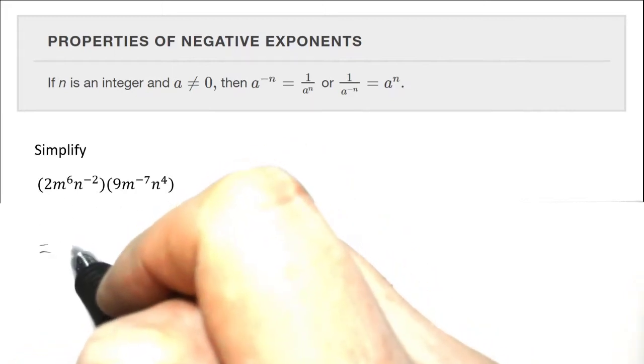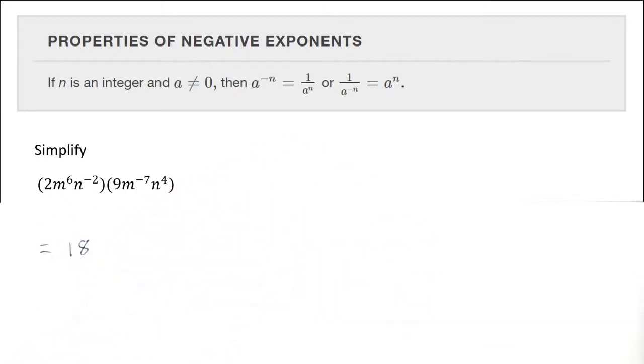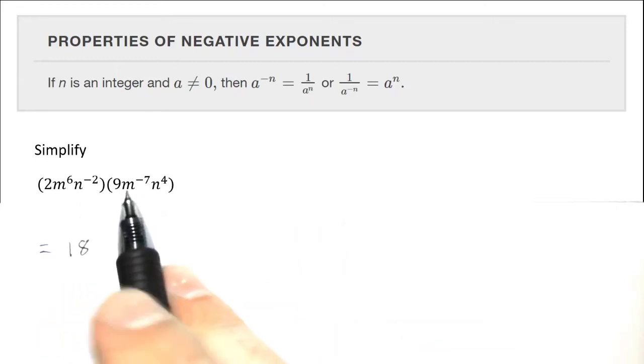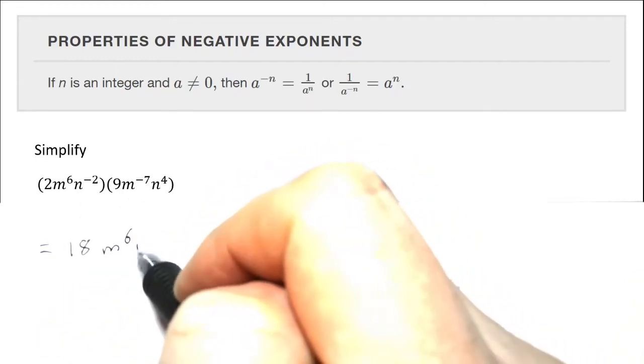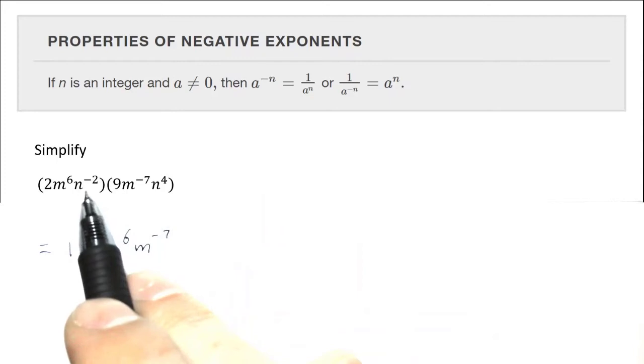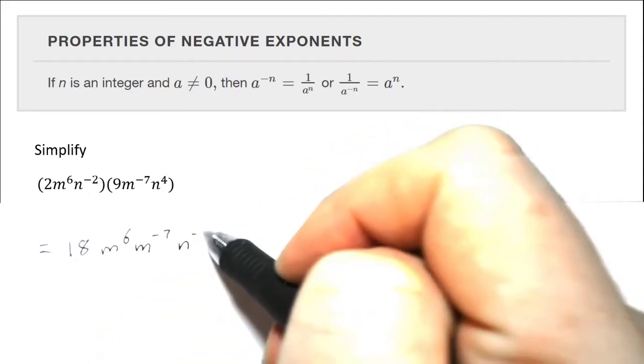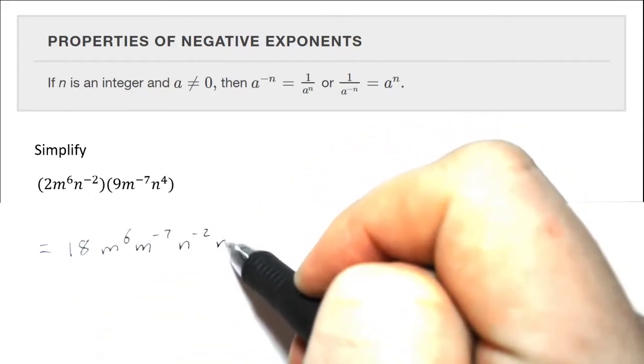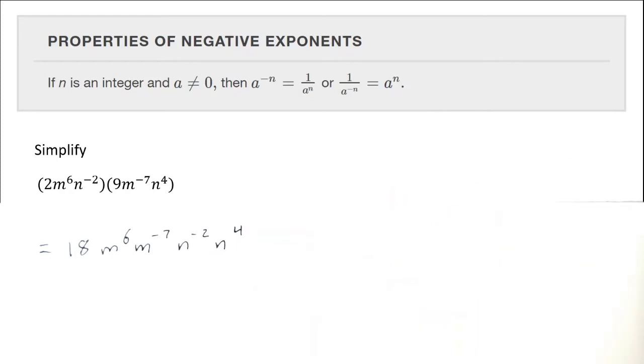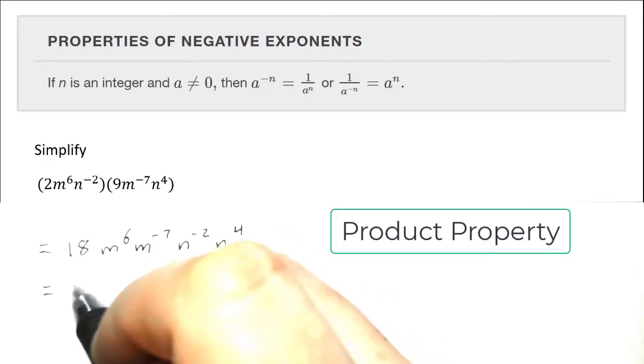So I can put the 2 and the 9 together. 2 times 9 is 18, right? I can group the m's together, so I have m to the 6, m to the minus 7, and I can group the n's together, n to the minus 2, n to the 4. Okay? Now, what did we learn in some of the previous properties? Well, we know that when we multiply like this, we add the exponents, right? So let's do that.